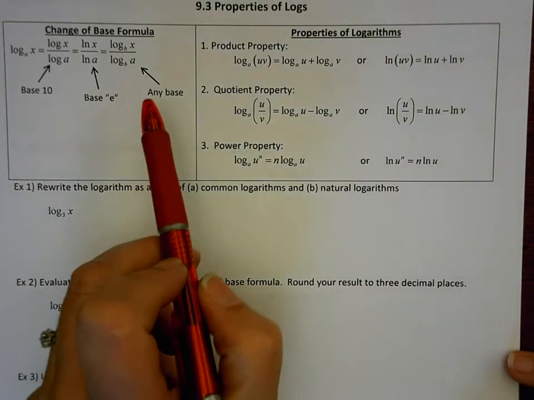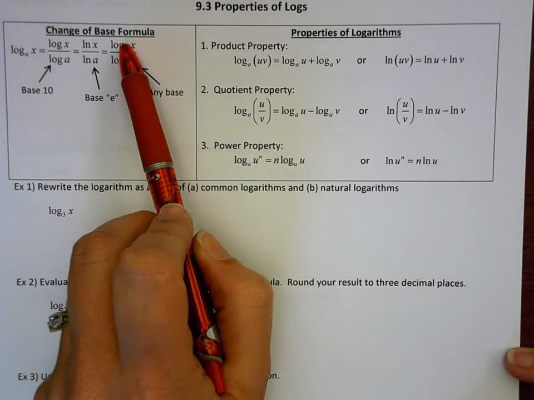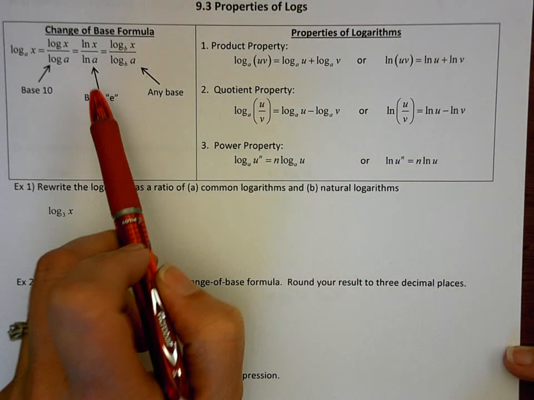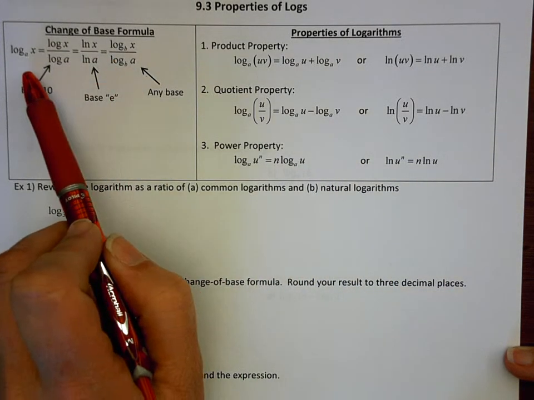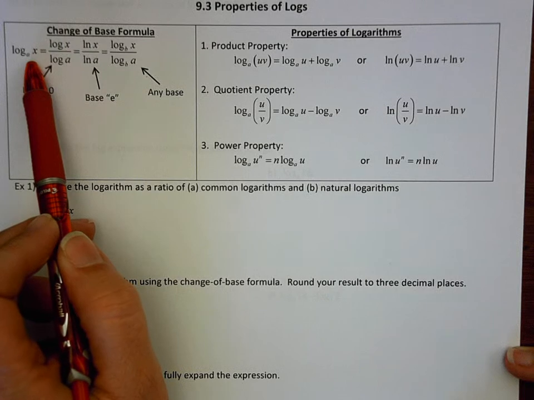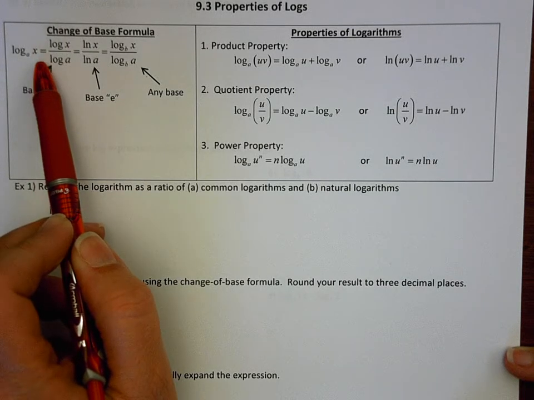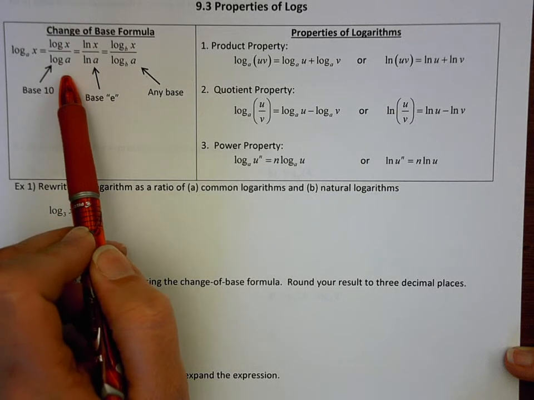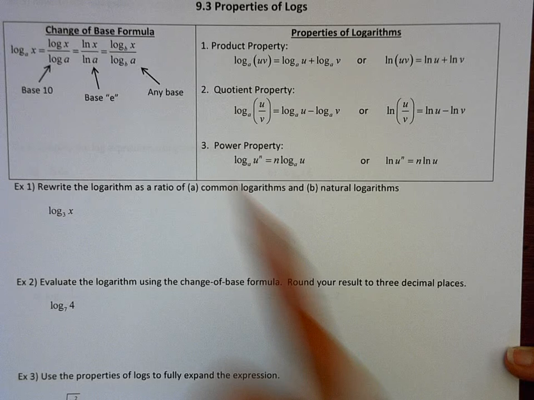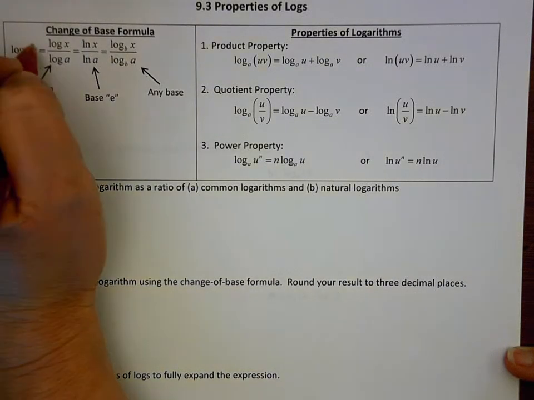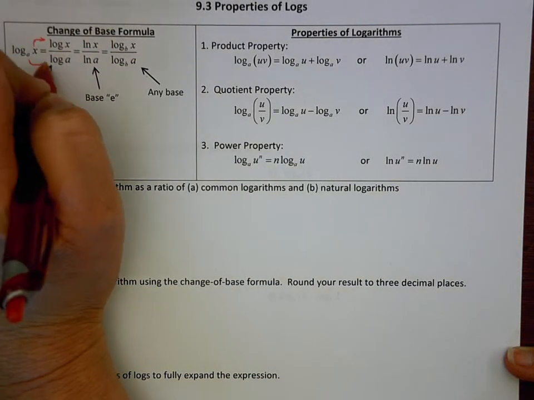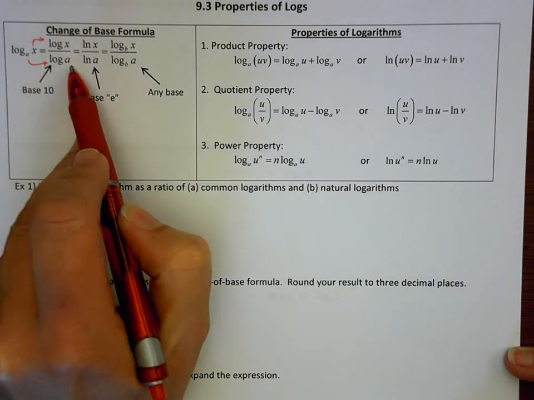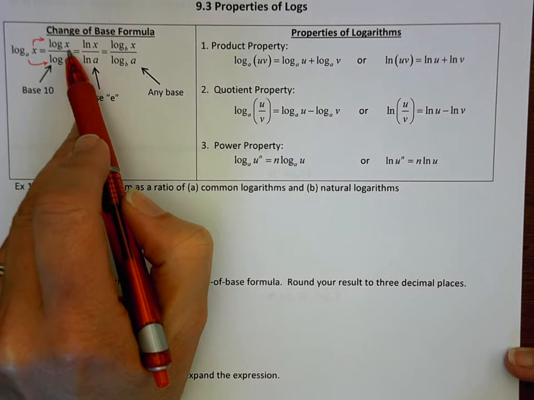The two things that we have to know very well are the change of base formula and our three properties of logarithms. For the change of base formula, if we have log base a of x, we can rewrite that as a quotient of logs. That's the same as log x divided by log a. The x goes into the numerator and the a goes into the denominator, so our base becomes our denominator and our value becomes our numerator.